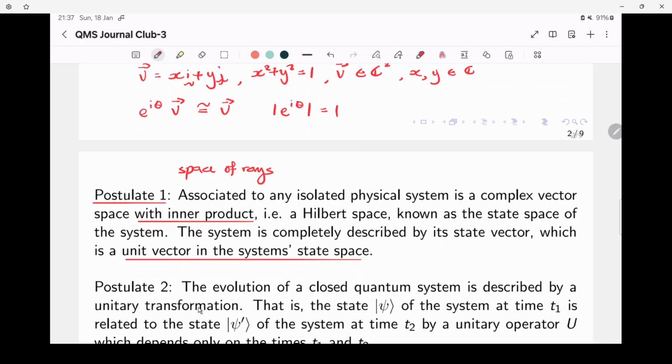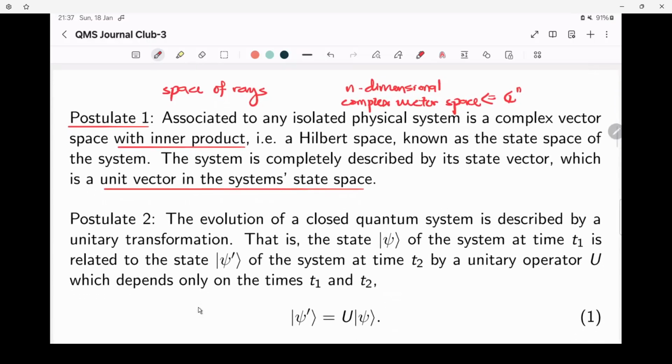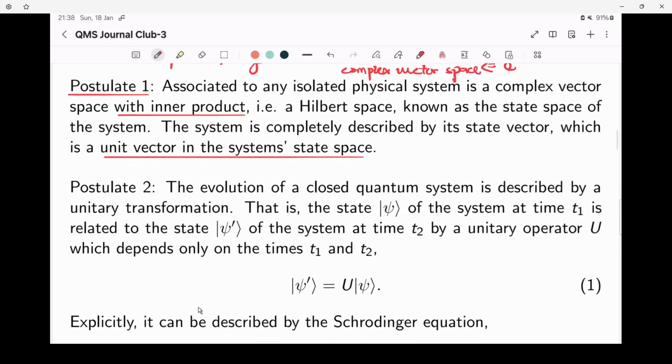But right now, just understand that for a Hilbert space, you can describe quantum states as state vectors inside a Hilbert space. Usually, we denote it as C to the power of n, the n-dimensional complex vector space. The most important part is just the inner product. So that's the first postulate of quantum mechanics.